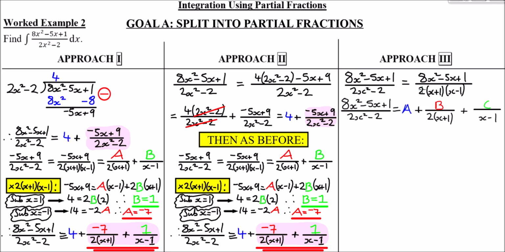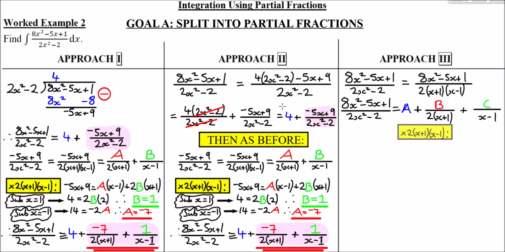And then, because the first linear factor on the denominator is 2 lots of x plus 1, write that, where b is some constant to be found. And that's a second factor on the denominator, so then put plus c over x minus 1. So now it becomes exactly the same as approach 1, just with one more constant to find.